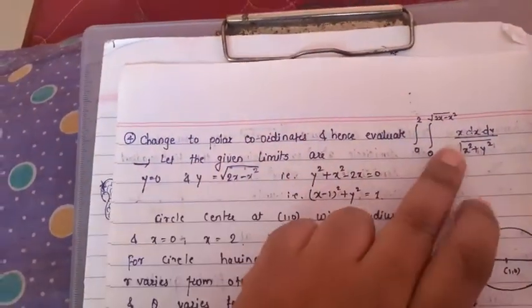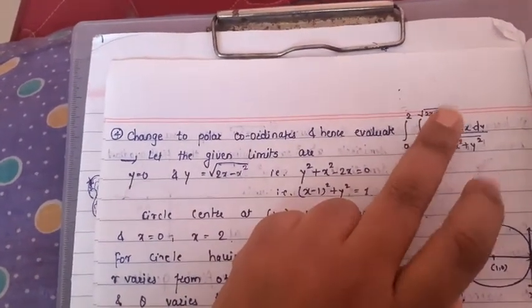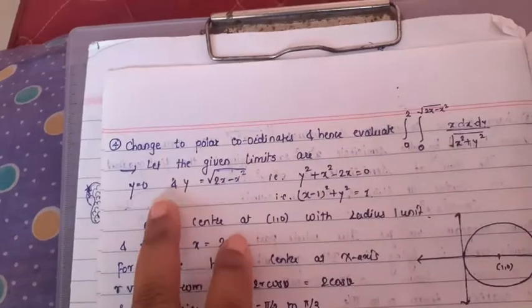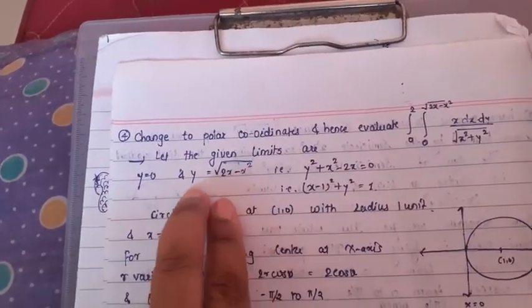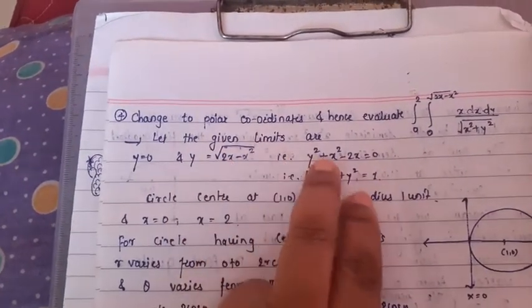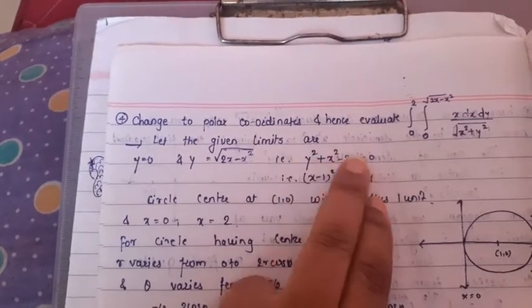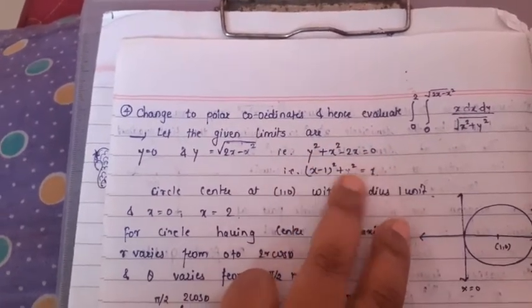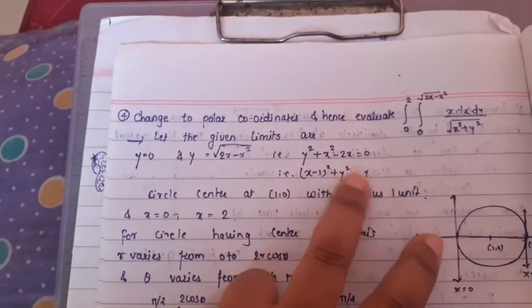Now let the given limits be. See, the inner limit is 0 to under root of 2x minus x square, where x terms are present. That means this is the limit for y. So y is equal to 0 to y is equal to under root of 2x minus x square. On squaring both sides, we get y square is equal to 2x minus x square, so x square minus 2x plus y square is equal to 0. Adding 1 to both sides, it becomes (x minus 1) whole square plus y square is equal to 1.